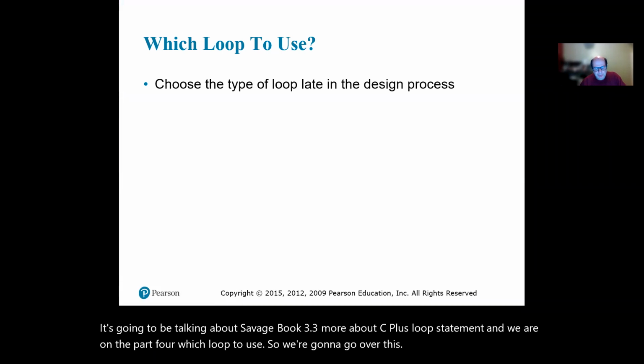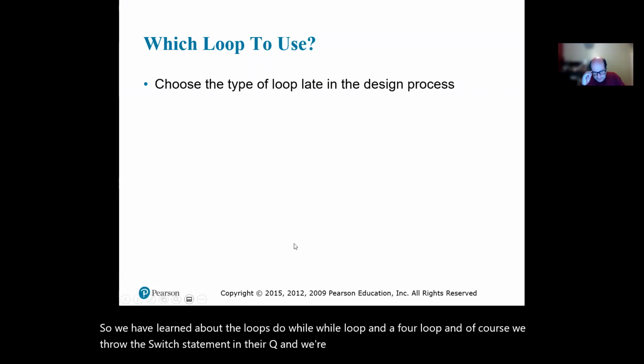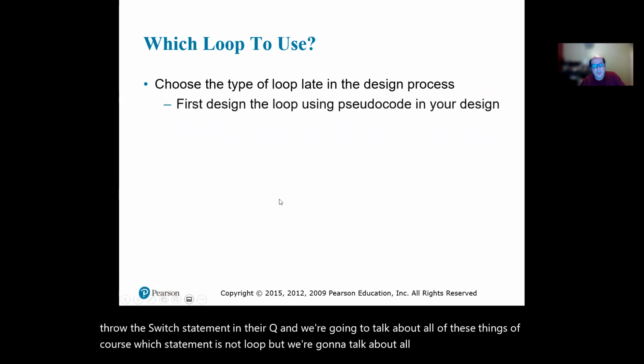So we have learned about the loops, the do while loop and the for loop. And of course, we throw the switch statement in there too. We're going to talk about all of these things. Of course, the switch statement is not a loop, but we're going to talk about all of them. So when do we want to use which one?